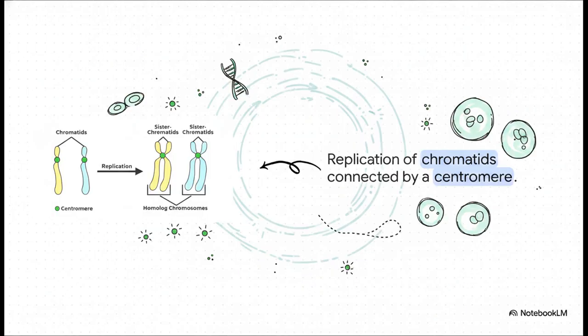And this brilliantly illustrates the actual replication. Before a cell can divide, those chromatids have to duplicate. Notice how the original single chromatids on the left replicate to form the homologous chromosomes on the right. And you'll see they're joined tightly together right in the center by that glowing green dot. That crucial connection point, we call that the centromere.